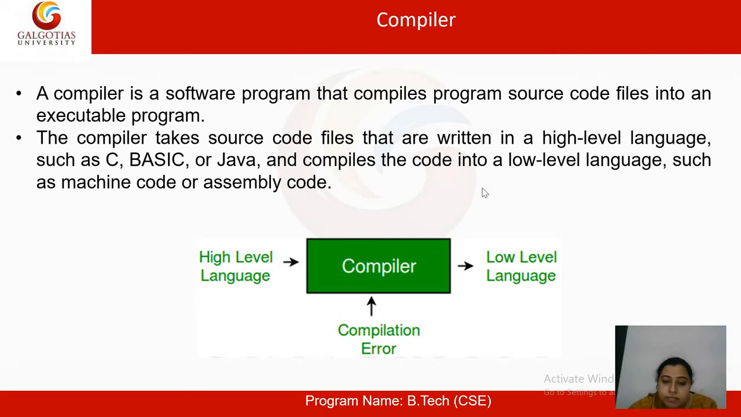Now let's talk about the compiler. The compiler takes source code files that are written in a high level language, like C, Basic, Java, Fortran, Python, MATLAB, R language, right? It compiles the code into a low level language, such as a machine code or an assembly code.